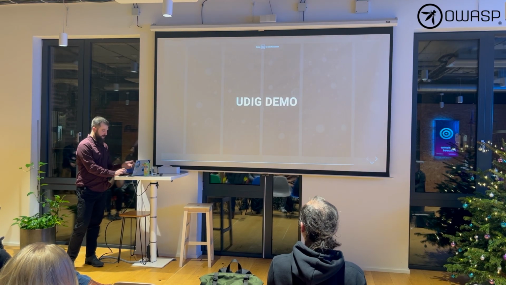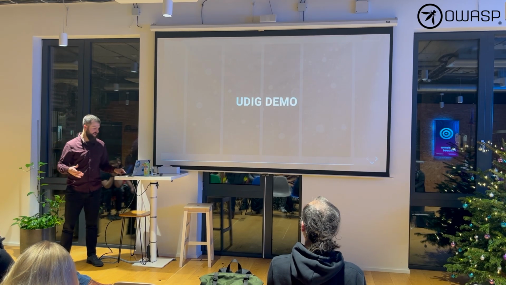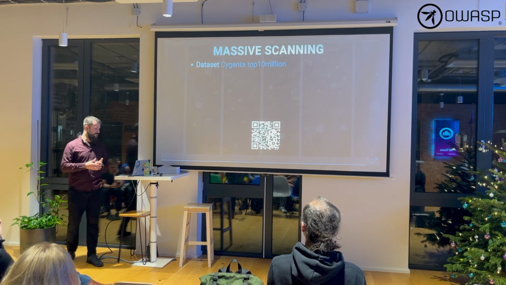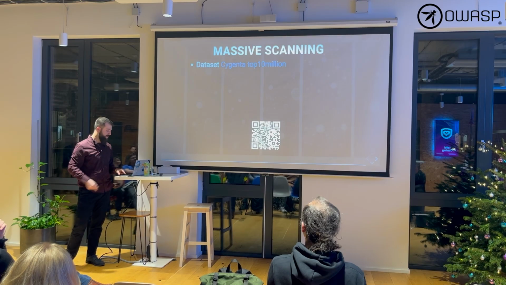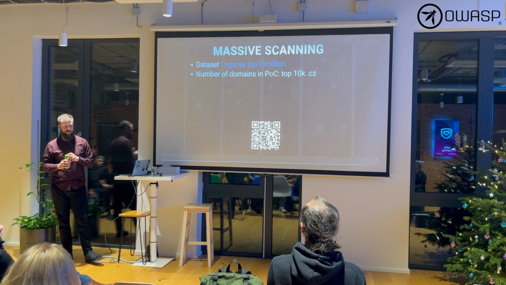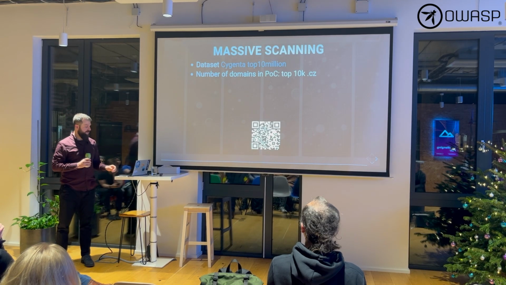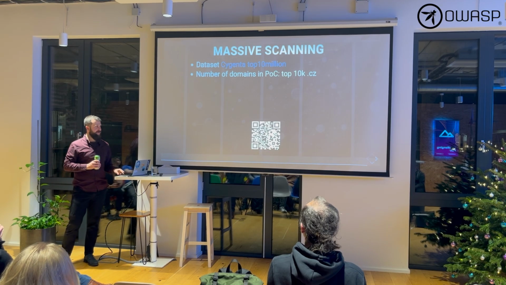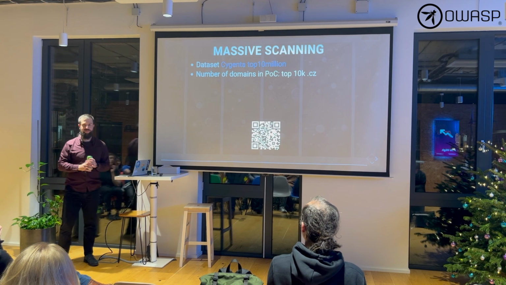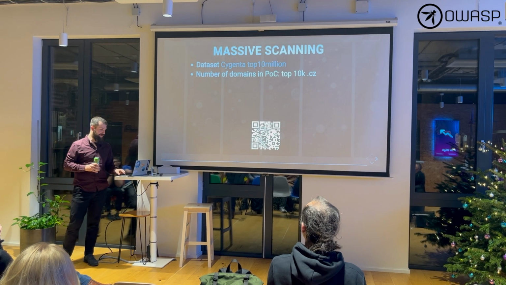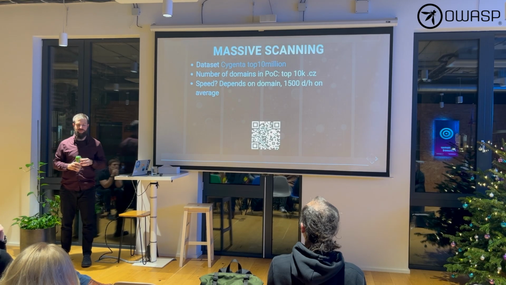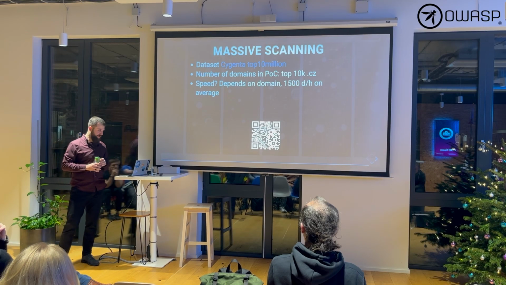And with this tool, I tried to implement another tool and some surveys that would do massive scanning. So I did that also. I tried the Syngenta dataset. This is the link to the dataset if you want to try it as well. I took the top 10,000 Czech domains from the list, just as a proof of concept. I also spread the load to, I think, 4 IP addresses, so I wouldn't get banned immediately because I was kind of afraid. The speed depends on the domain, but on average it was about 1,500 domains per hour on that setup.